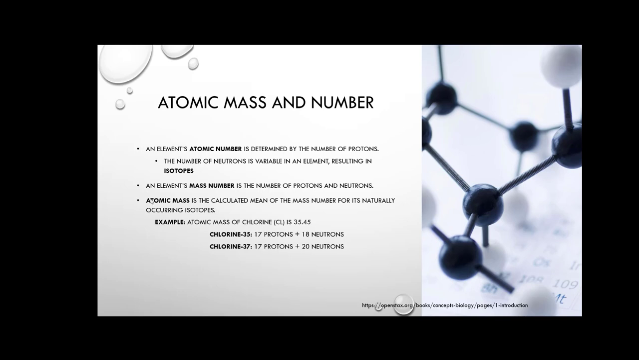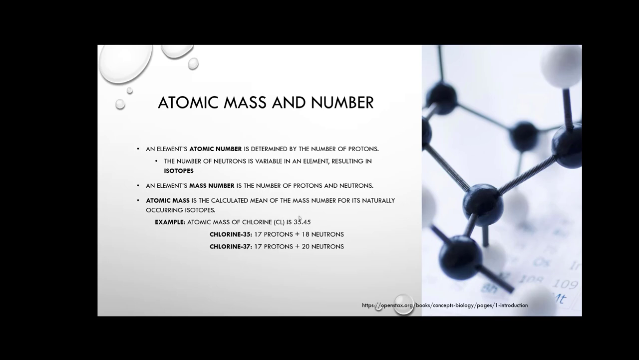So mass number is different from atomic mass. Atomic mass is calculating the mean mass number for its naturally occurring isotopes. So when I add up all of the naturally occurring isotopes of chlorine, I get it averaged out to about 35.45. So when I look at the periodic table, and I'll show you that in a minute, I will see that its atomic mass is always a little different from just simply adding up the number of protons and neutrons. So it's adding in all the naturally occurring isotopes.